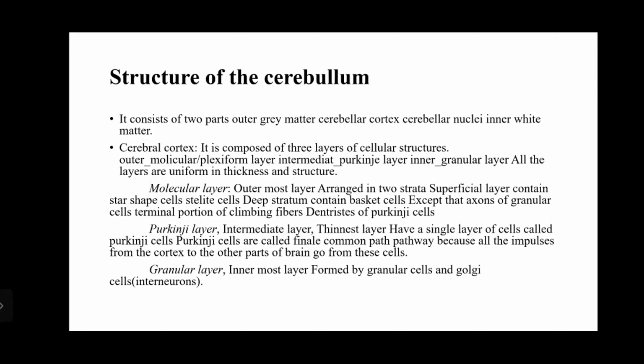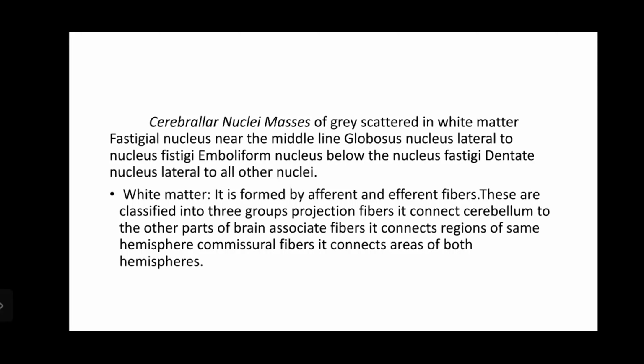Continuing. According to this, it's just giving us an explanation of the nuclear masses in the cortex, whereby the gray matter is scattered in the white matter: the fastigial nucleus near the middle line, the globose nucleus lateral to it, the emboliform nucleus below, and the dentate nucleus lateral to all the other nuclei.